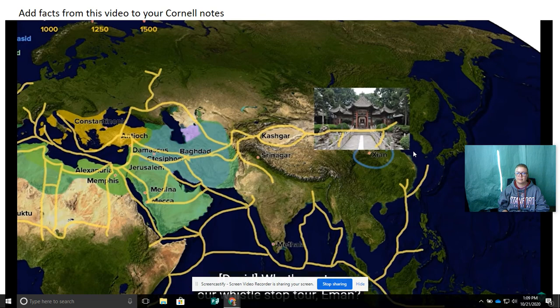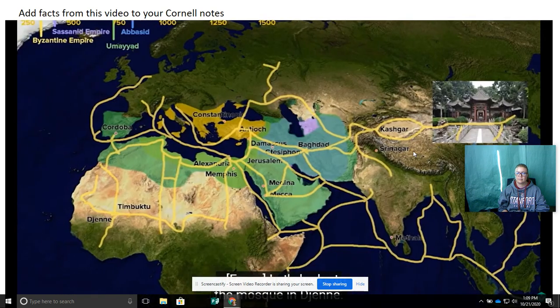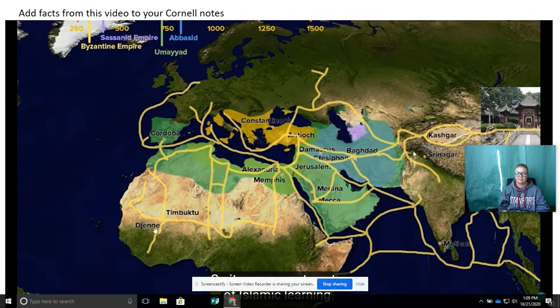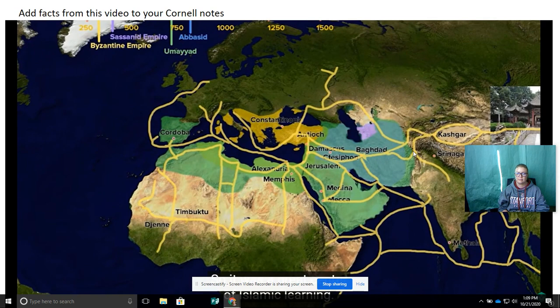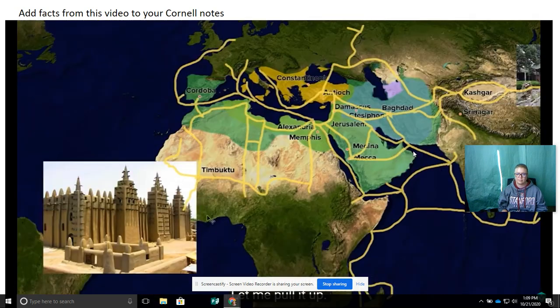What's next on our whistle-stop tour, Iman? Let's look at the mosque in Djenné. Okay. So Djenné is in what is today Mali. It's just south of Timbuktu, or Tombouctou as it's called today. So it was a great center of Islamic learning. And in Djenné is the site of the world's largest mud brick building, the Grand Mosque in Djenné. Let me pull it up.